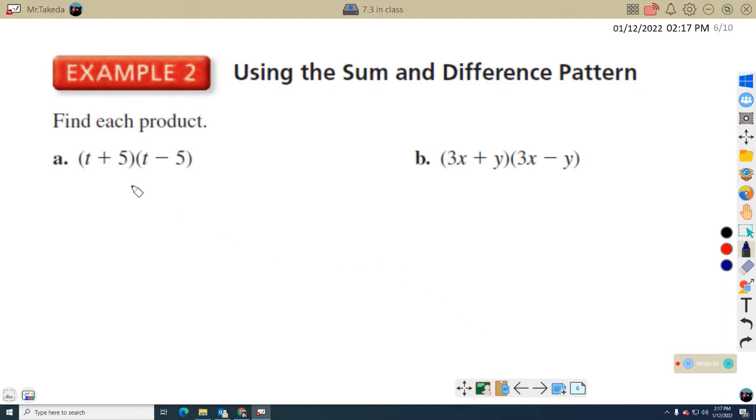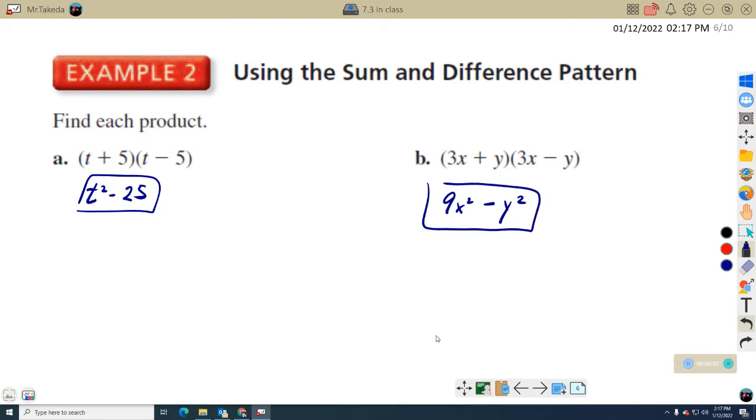Using the sum and difference pattern, find each product. t plus 5 times t minus 5. Well, that's going to be t squared minus 25. The first value, second value. First squaring t, squaring 5, 25. Always a subtraction. 3x plus y, 3x minus y. This will be 9x squared minus, always a minus, y squared. 9x squared minus y squared. Okay, so there's that example.